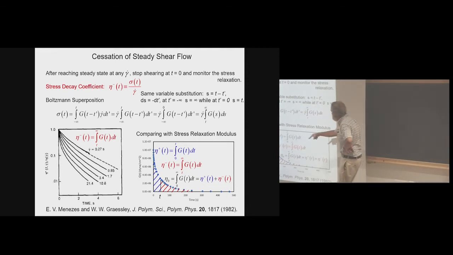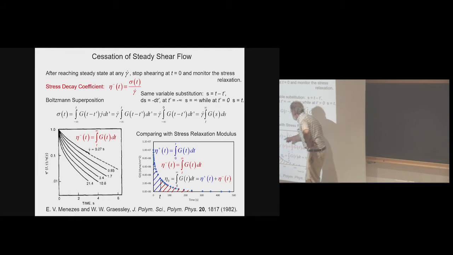And then we can think about our two integrations. They're basically two pieces of the full integration to get the zero shear viscosity. The stress growth up to a certain same time t is the blue integration, and the stress decay that started at t and went to infinity is the red part.